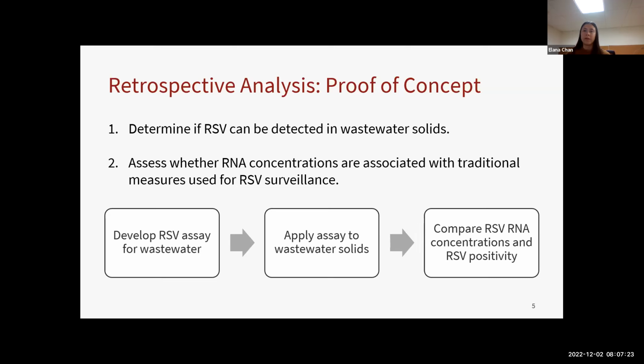So the flow chart on the bottom here just shows the steps that were taken to conduct this study. The first step was to develop an RSV assay that can be applied to wastewater samples. Then secondly, the next step was to apply this assay to wastewater solid samples. And this was all done in a retrospective manner because the study was part of a larger SARS-CoV-2 monitoring project. So samples that had been collected for that project were then analyzed for RSV using the assay that was developed. And then finally, the last step was to compare the RSV RNA concentrations in the wastewater solids with RSV positivity data obtained from the California Department of Public Health. So I'll go through each of these steps in more detail next.